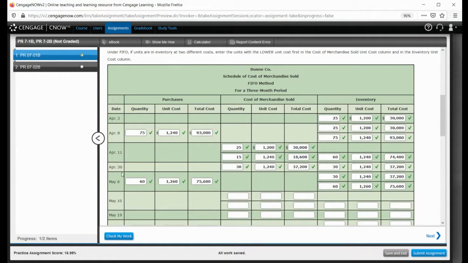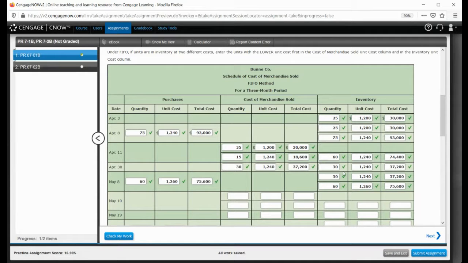And so this was a purchase transaction. It had to be recorded in the purchases column. We start with our quantity, the cost of each unit, and then multiply the two, and that will give you the total cost. To finish each transaction, we need to update our ending inventory.